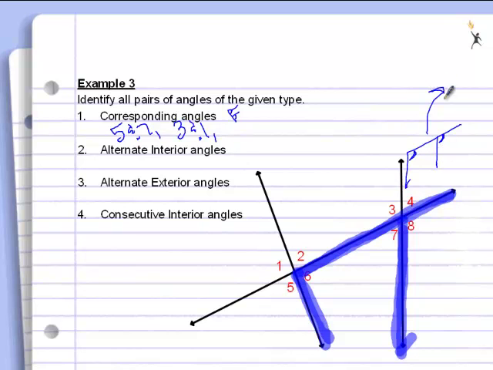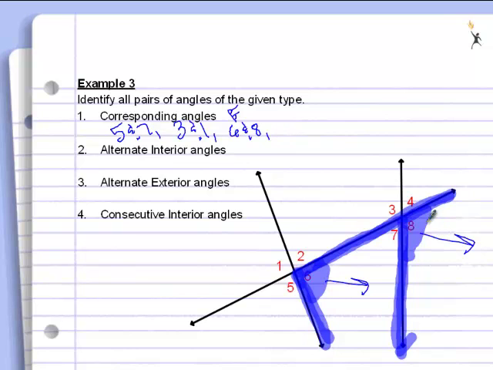If I stood this guy up, it would look like this. And then if I flipped him around, it would look like this. That's still an F. I don't care how you manipulate it, tilt your paper one way or the other. If it's any type of an F, they are corresponding angles. So angle 6 and angle 8, they're in the same position. They project like our light beam, like a flashlight, in the same direction, which means they're corresponding. So I can say that 6 and 8 are corresponding.